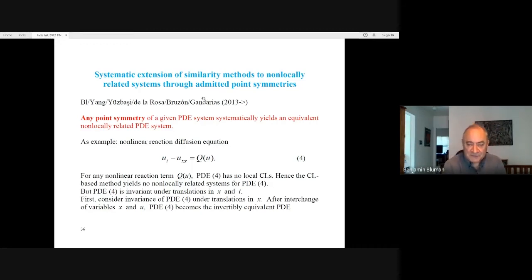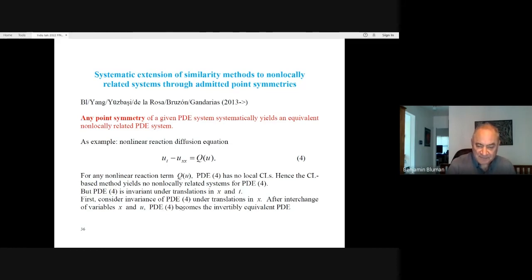So what we can show is, first of all, any point symmetry of a given PDE system systematically yields an equivalent non-locally related PDE system. Let's take a look at the nonlinear reaction diffusion equation. Now, for any nonlinear reaction term, this PDE has no local conservation laws. Hence, the conservation law-based method directly yields no non-locally related systems for this PDE. But notice that this PDE for any reaction term is invariant under translations in X and T.